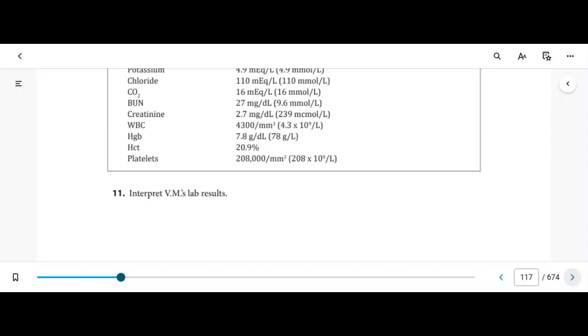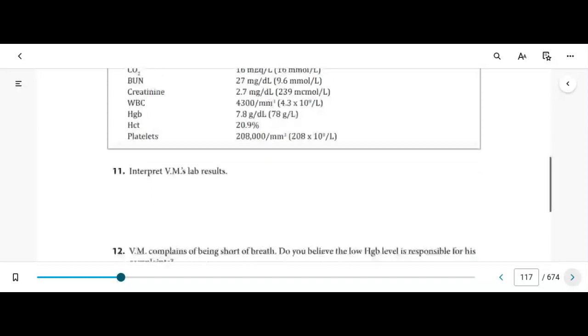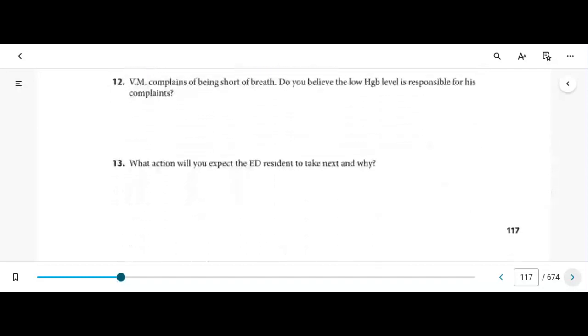Okay, so this is kind of a tricky one because we get to talk about sickle cell disease, but it's not actually an exacerbation of sickle cell disease. So yeah, BUN and creatinine are bumped. Hemoglobin, hematocrit are down, but we already knew that. So he's complaining of being short of breath. Do we believe that the low hemoglobin level is responsible for his complaints?